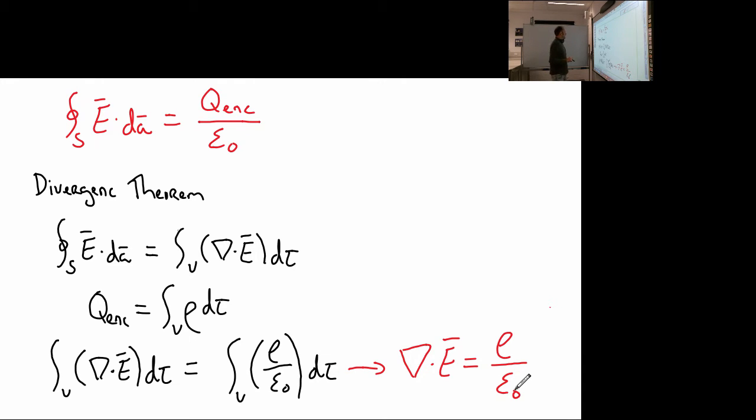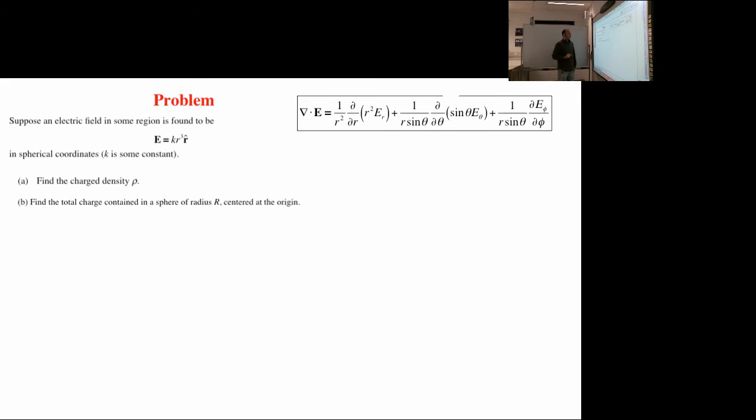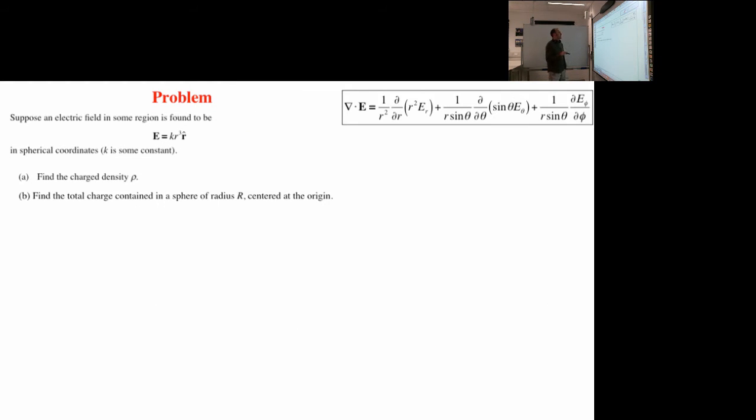What we want to do is do a quick problem. We're going to suppose that we have some electric field in some region, and it's given by E is equal to K r cubed r hat. Okay, so this is what we're talking about here. It may not show up so well in the video. And K is some constant. Okay, this is in spherical coordinates. The first thing we want to do is to find the charge density rho.